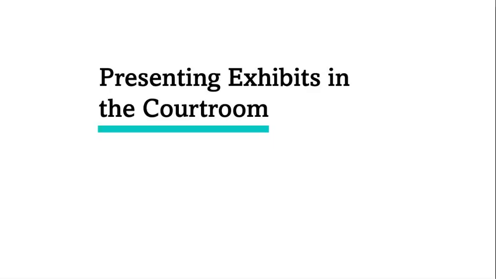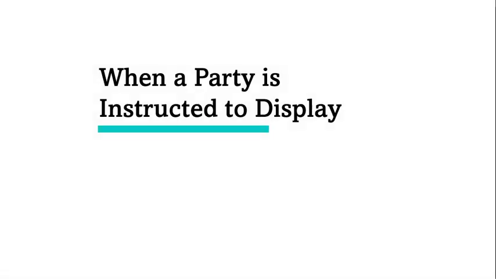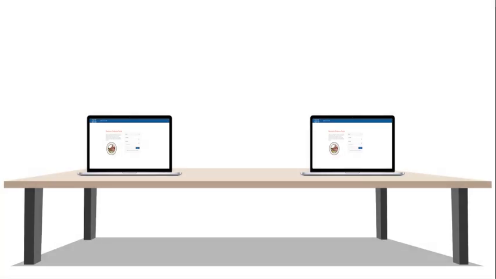Now let's review how to present the exhibits for in-person hearings in the courtroom. Displaying and presenting exhibits when a party is instructed to display. Court-provided laptops are stationed on the table located in front of the judicial officer, known as the counsel table. The laptops will allow counsel and parties to connect to the electronic evidence portal. Counsel and parties may also use their own laptops by connecting them to the HDMI cables provided at the counsel table, allowing them to log into and access the electronic evidence portal.